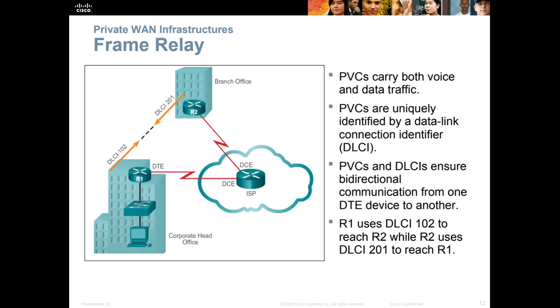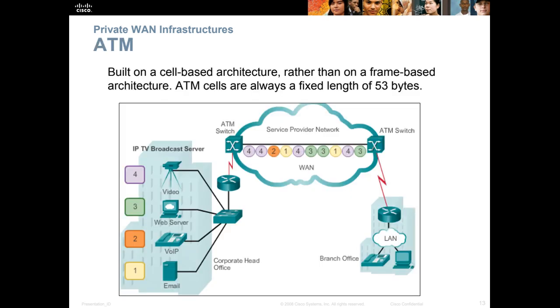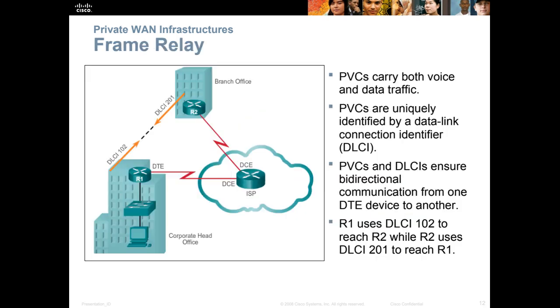R1, yeah, we have already explained this. By the way, look here. You see the router. This side is DCE, the other side is DTE. It has to be one DTE, one DCE.